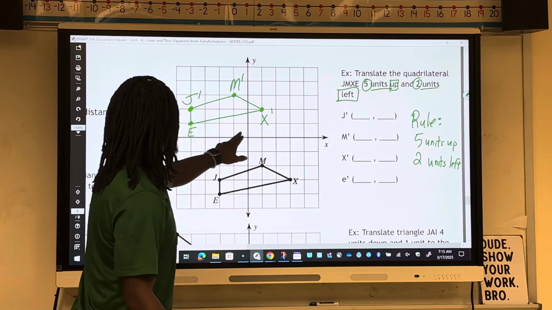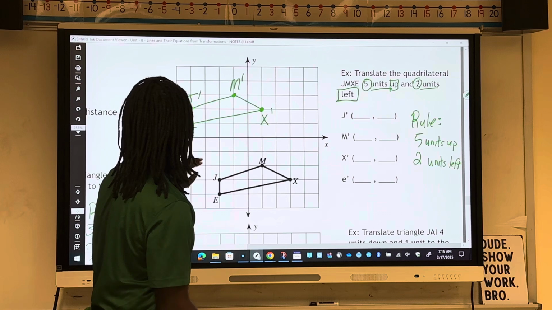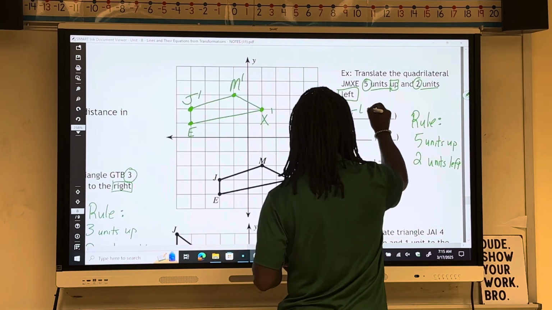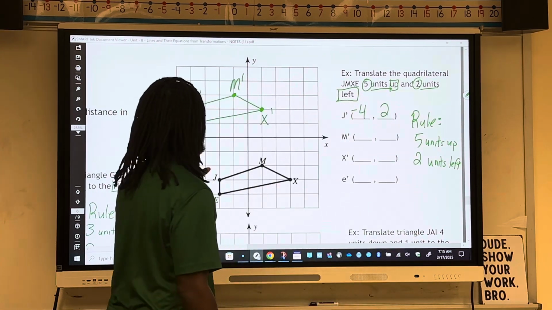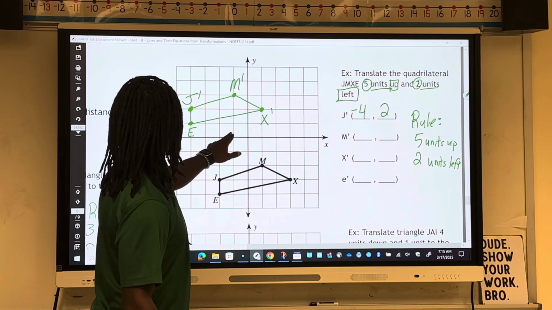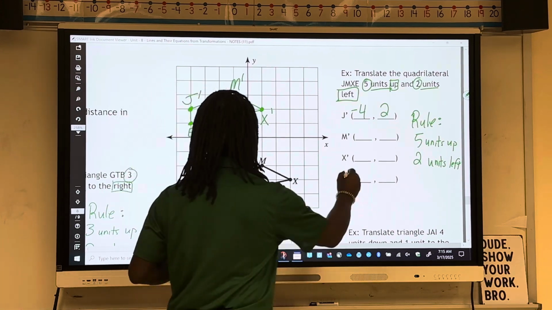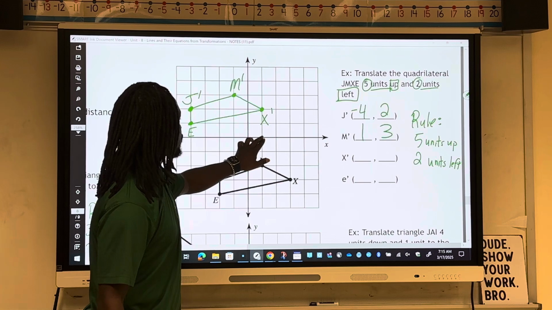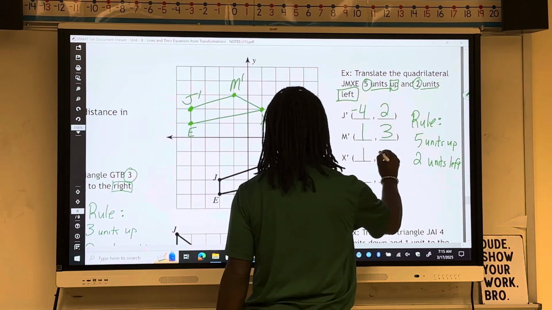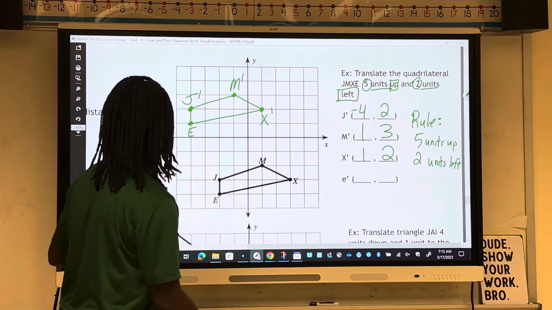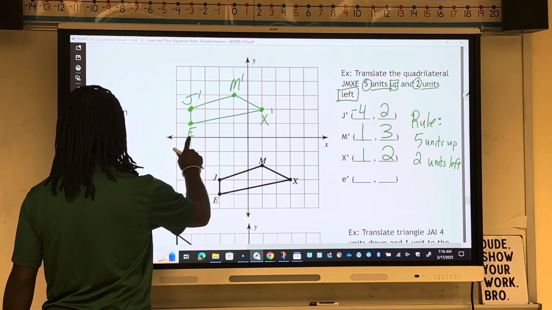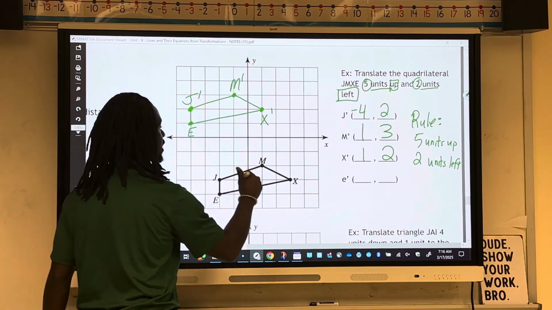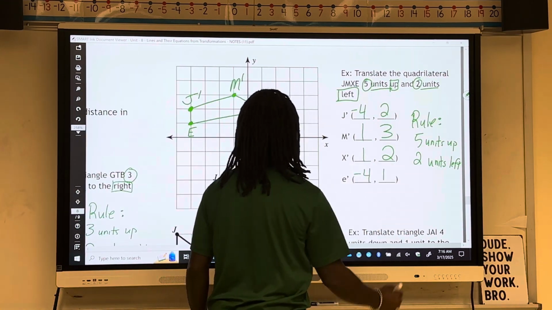Coordinates for J: 1, 2, 3, 4, 1, 2, so -4, 2. For M, go back 1, up 1, 2, 3. For X, over 1, up 2. And for E, 1, 2, 3, 4, so -4, up 1. All right.